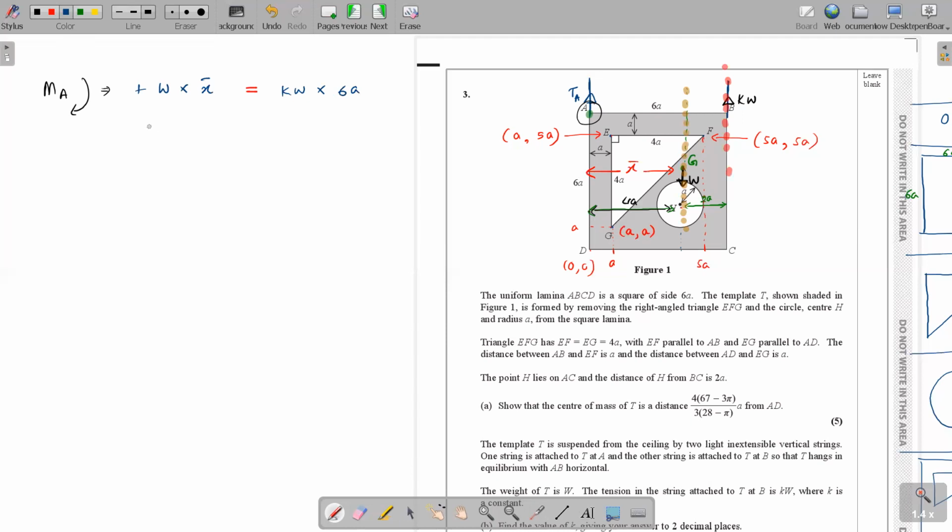Put in the values. W can be cancelled out. The X bar value we found is 4 times 67 minus 3 pi over 3 times 28 minus 5, and there's A out here, equals K times 6A. The A will also cancel. The 6 goes down and we get K. They want it to 2 dP. Get the K value by typing everything in the calculator.